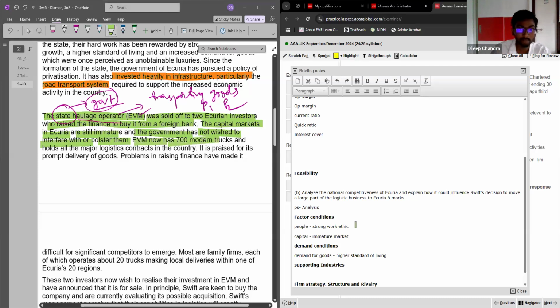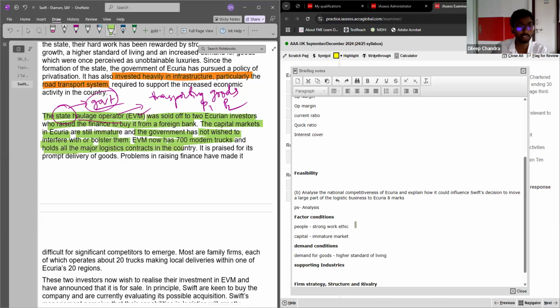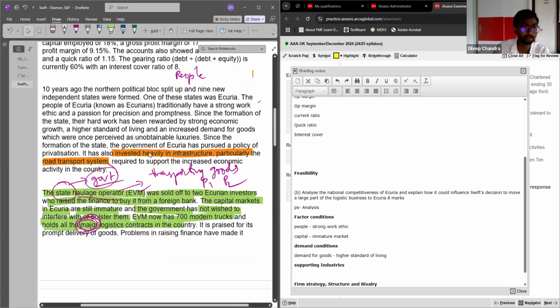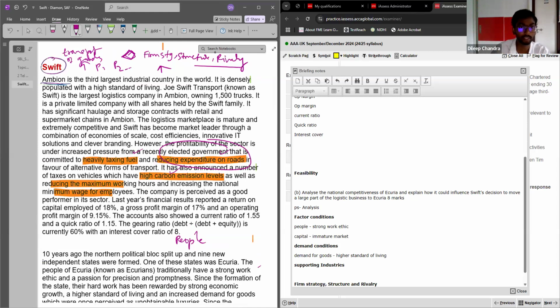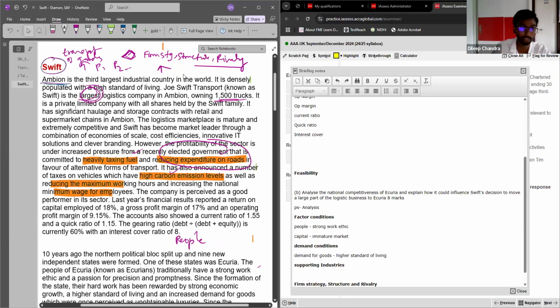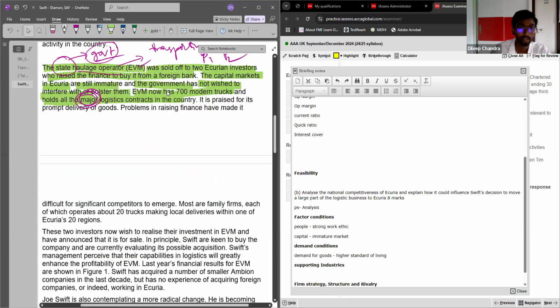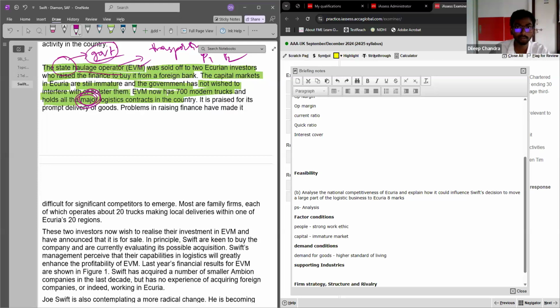EVM now has 700 modern trucks and holds all the major logistic contracts in the country. Looks like this is also a major operator. Okay, a major operator, and our Swift is also a major operator, right? 1,500 trucks we are owning, and we are the largest logistics company in Ambien. Looks like both are in the same track. It is praised for its prompt delivery.